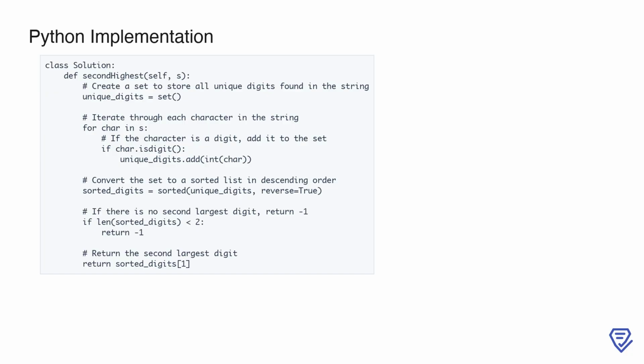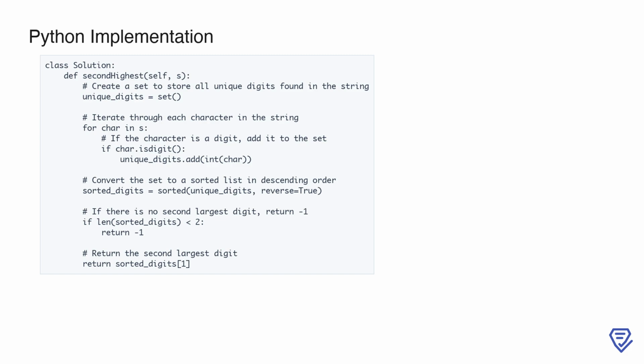The solution begins by defining a function, secondHighest, within the Solution class. The function takes a string s as input. To efficiently identify digits, it uses a set called unique_digits to store only unique numeric digits found in the string. Using a set ensures that duplicate digits are automatically ignored.